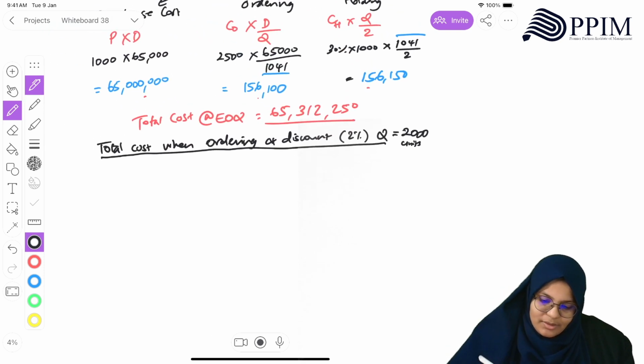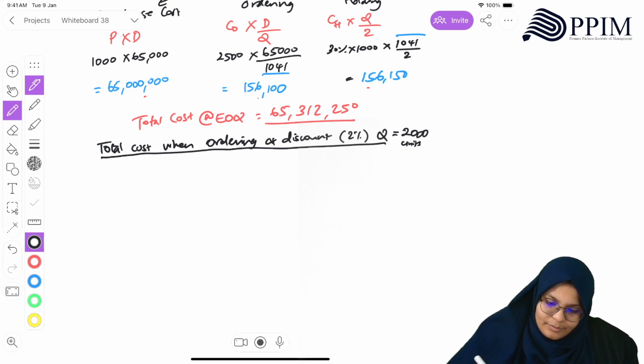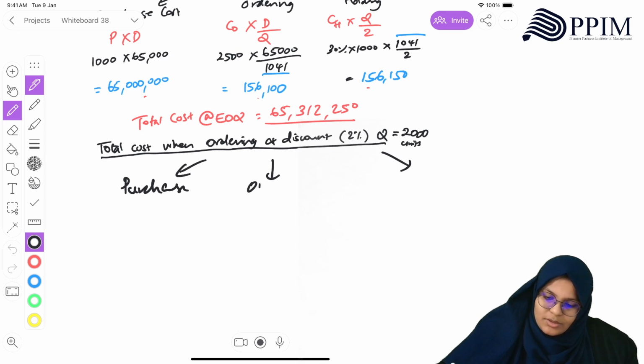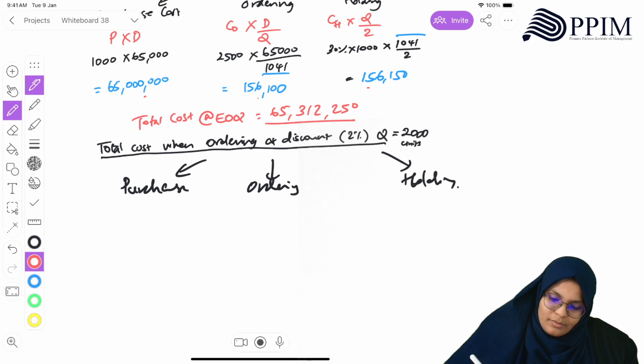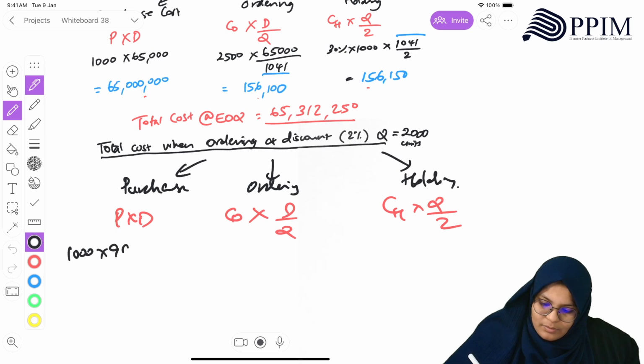Okay, I'll just put in the calculations quickly, in case you didn't get it. As you see on the screen, these are the 4 factors. Purchase, ordering, holding. It's P into D. Cost of ordering into demand over quantity. So that will be 1000 to 65.